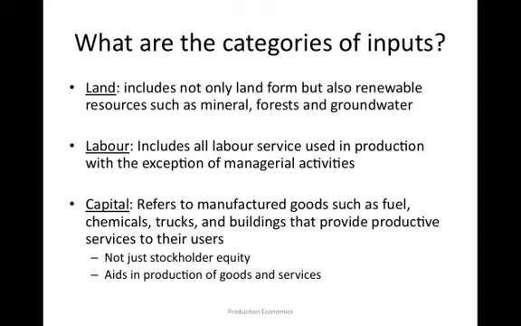Capital is another input that we might also think about, and this refers to different types of manufactured goods that are going to be used in the production process, such as fuel, chemicals, trucks, buildings, those types of things. It's not just stockholder equity, it's actually physical things that we can actually look at, so tractors, farm implements, chemicals that we're going to use. And these are important because they aid in the production of goods and services.